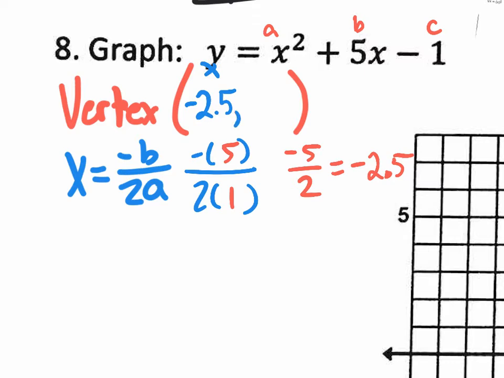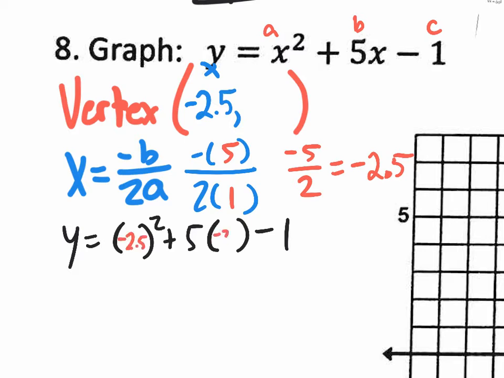Okay? How do we find the y value once we already know the x values? Plug it in. So we're going to take the equation y equals x squared plus 5x minus 1 and replace the x's with parentheses. That way we could easily plug in -2.5 in both of those parentheses.